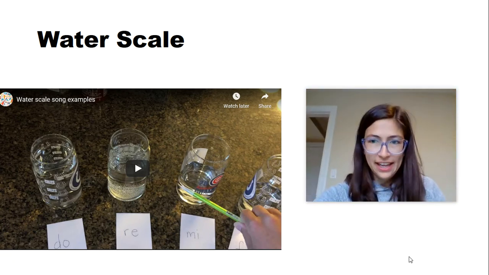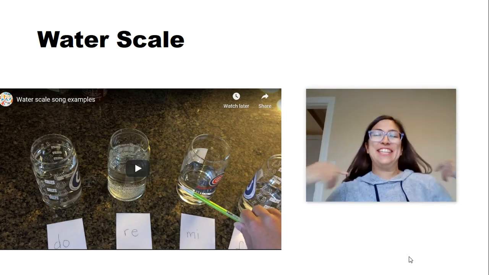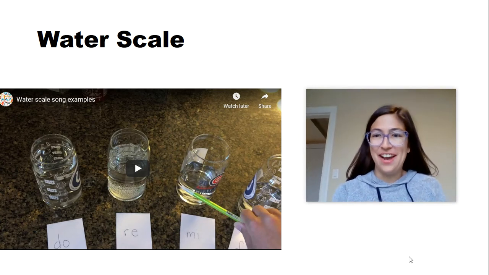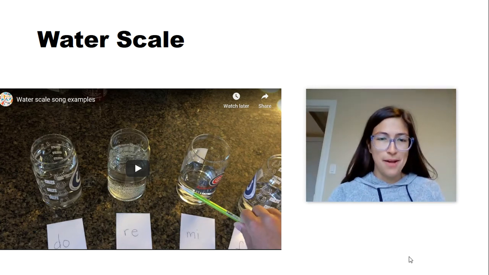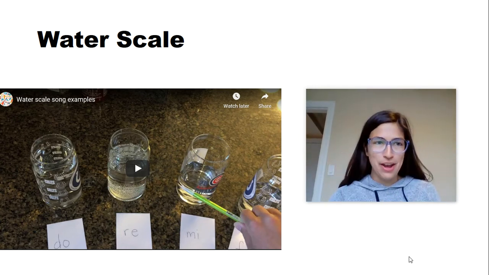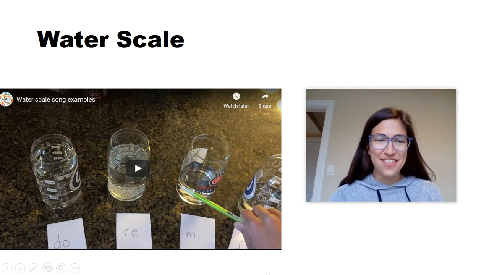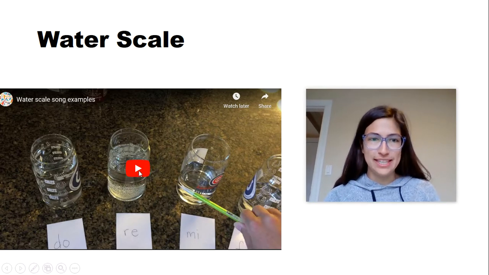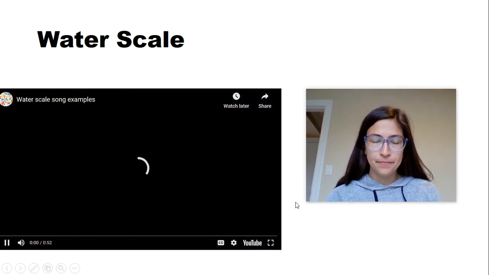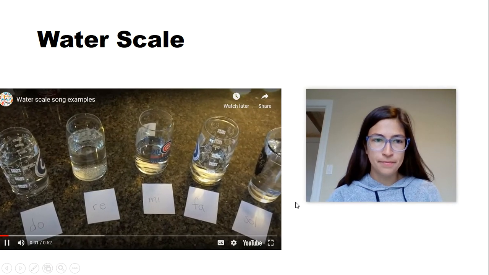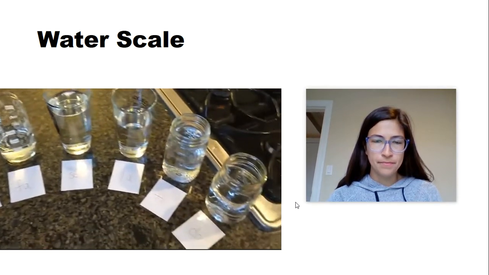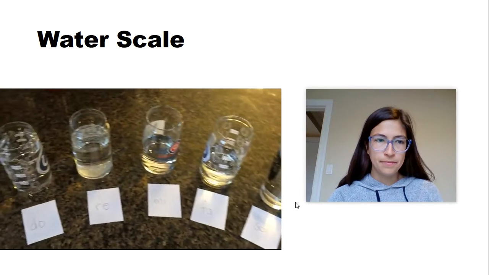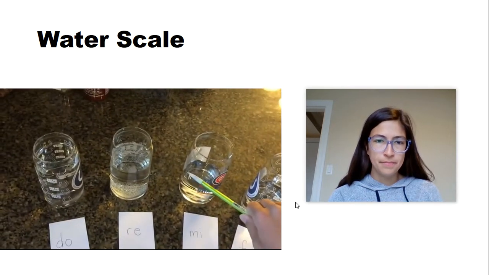Or if you're feeling like you have lots of time on your hands and you want to create a full scale, the world is your oyster, right? You have so many choices if you create all the notes in the scale. So here's an example of what that would look like to create all the notes in the scale. An example that I came up with using my water scale is, so it starts on mi.